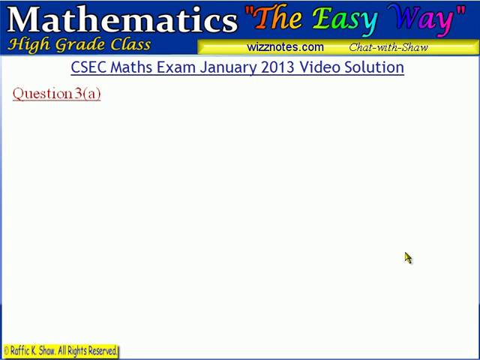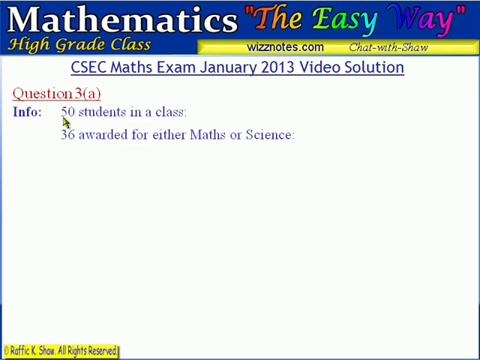We are now at question 3 of the CSEC Math January 2013 video solution. Here we are told that there are 50 students in the class and that 36 students are awarded for either math or science. The 50 students in the class can be represented by this. It means that the number of members in the universal set is equal to 50. And the 36 awarded for either math or science can be represented as a union of math and science.